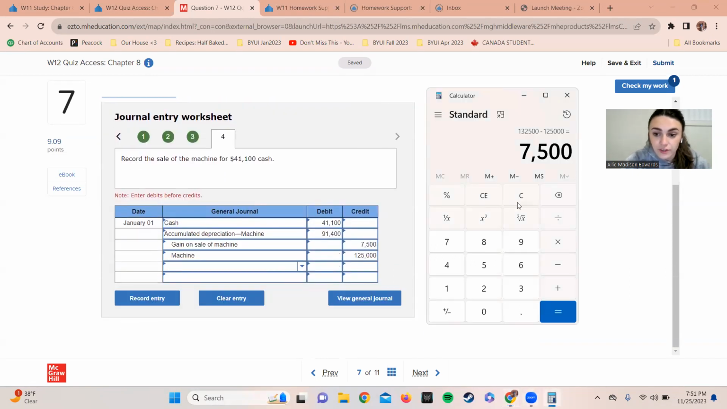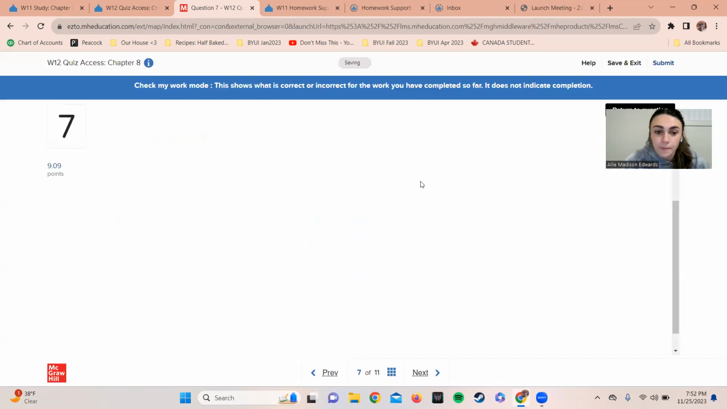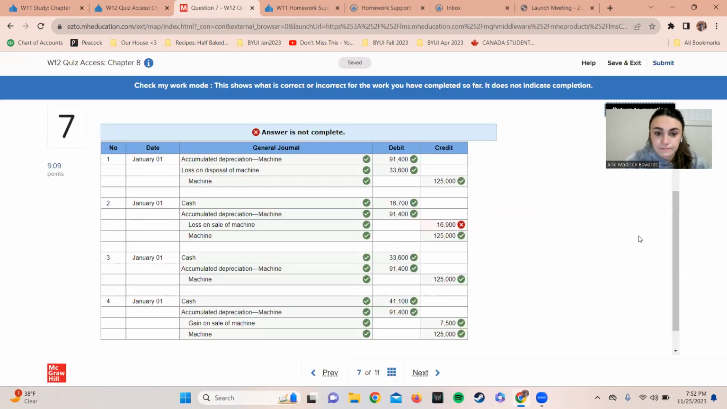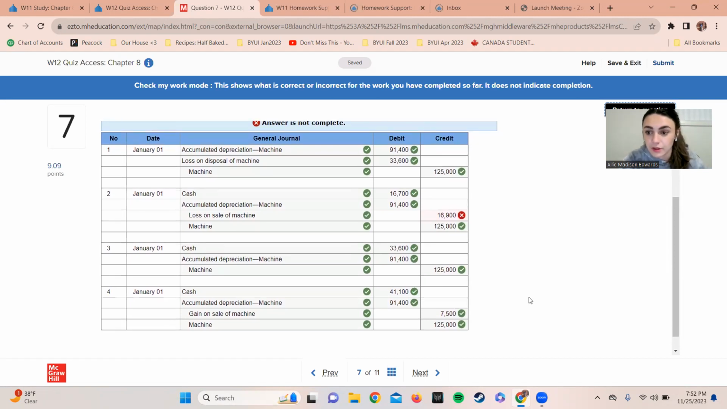Let's double check that all of this equals each other. We have our 41,100 plus 91,400, which equals 132,500. And 125,000 plus 7,500 is 132,500 again. So our credits match our debits. Let's double check and make sure that this is all correct. Why is that wrong? Let me double check my little cheat sheet here that I did earlier to make sure that I did this right.